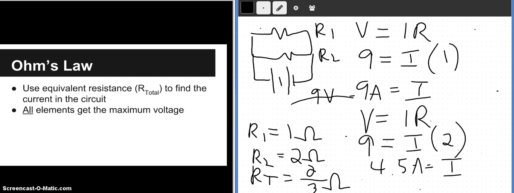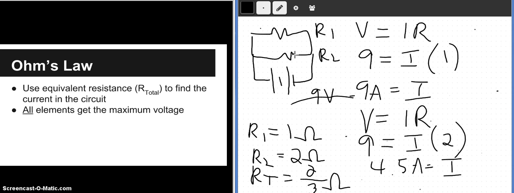Okay, so earlier we figured out that the current coming out of the battery was 13.5. This means that current in resistor 1 plus current in resistor 2 should add up to 13.5 amps. And if you get your calculator out, 9 plus 4.5, lo and behold, equals 13.5 amps. So 13.5 amps comes out of the battery. 9 of those amps go up here to resistor 1. The other 4.5 amps go here to resistor 2.